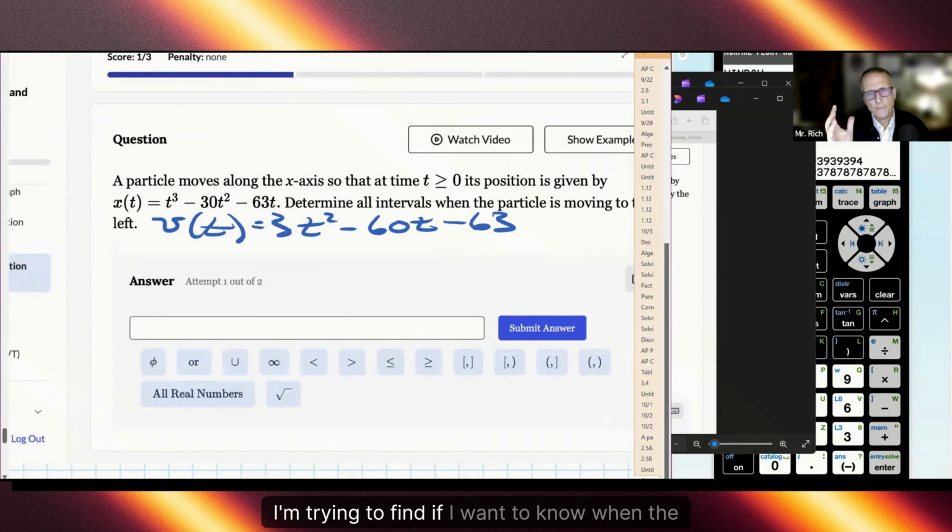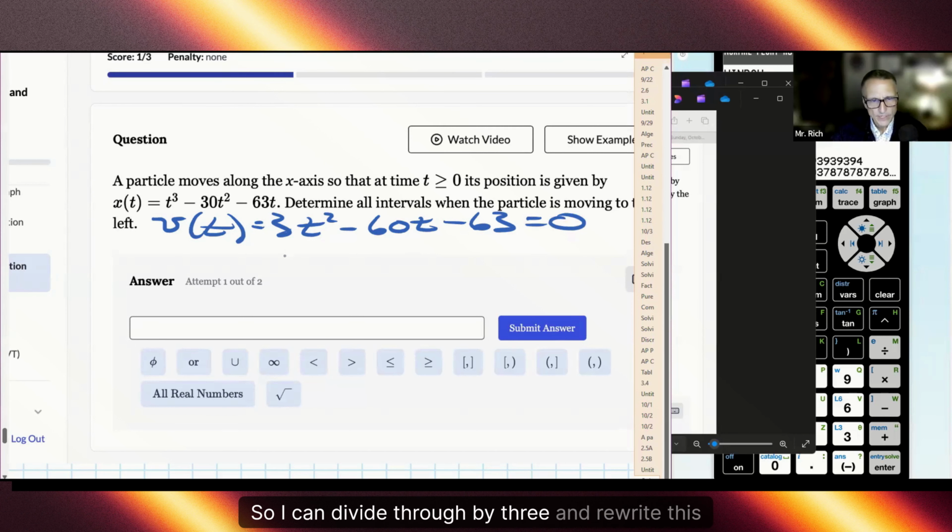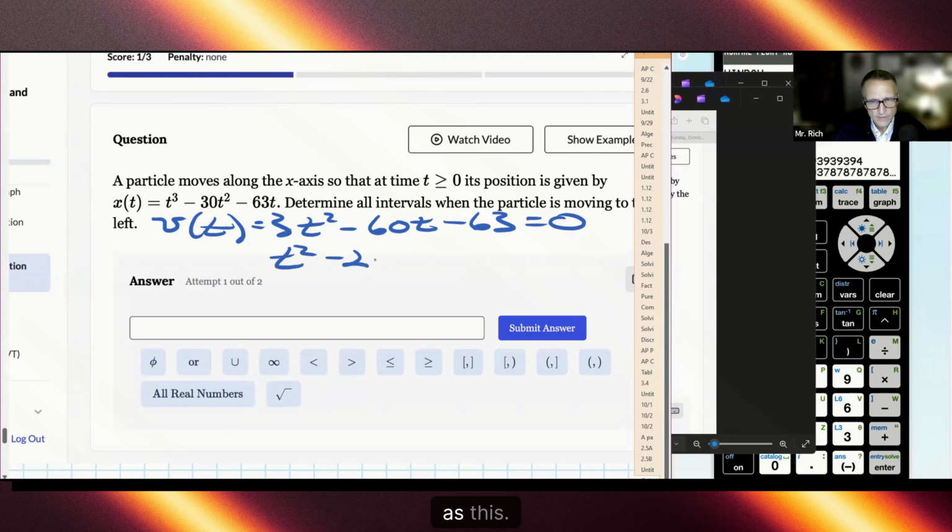Remember, if I want to know when the particle is moving left, I've got to know when the velocity is negative. I can't determine intervals over which the velocity is negative until I know when the velocity is zero. I have to know the t-intercepts, the horizontal intercepts. So I've got to set this function equal to zero. Thankfully, these coefficients are all divisible by 3, so I can divide through by 3 and rewrite this. That makes the factoring a lot easier.